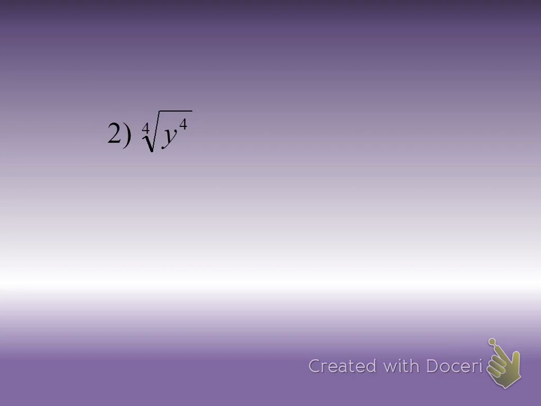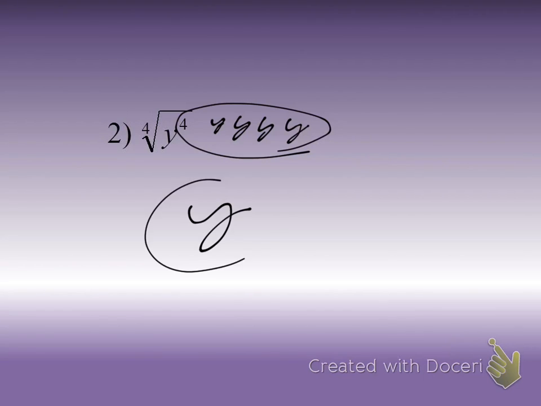Fourth root of y to the 4. Okay, so same thing. You have 4 factors of y just like last time, except this time, how many do you need in a group? 4. So there's your 4. They all come out as 1. 1y. The end.